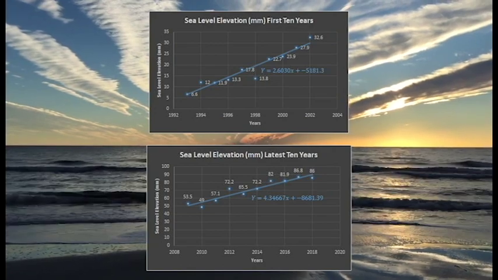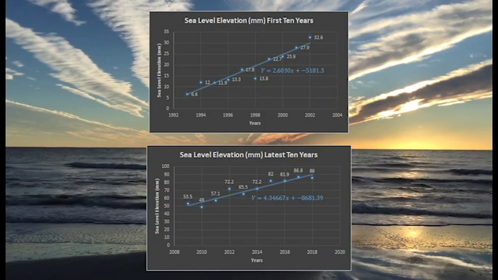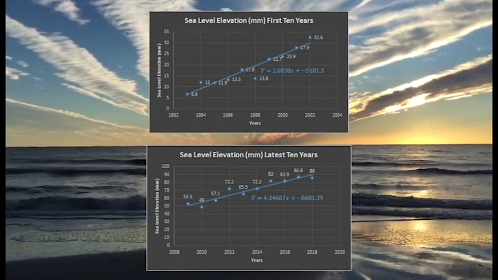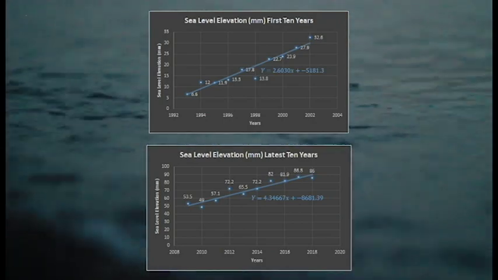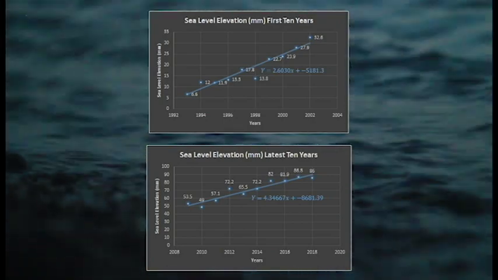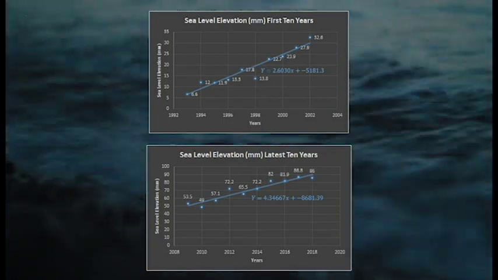It is predicted that with the linear regression line formula, by 2050 the sea level will have increased to 154.85 millimeters. The graph shows that in 1993 the sea level had risen 6.6 millimeters from the original sea level height, and in 2002 this had risen to 32.6 millimeters.